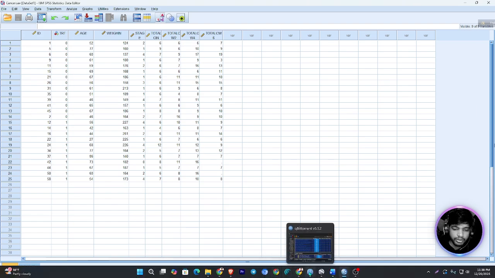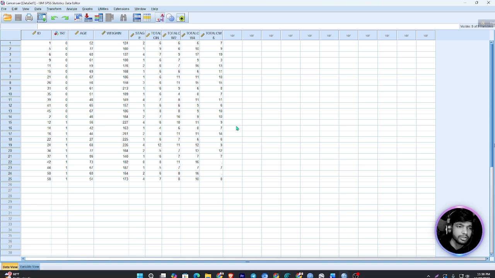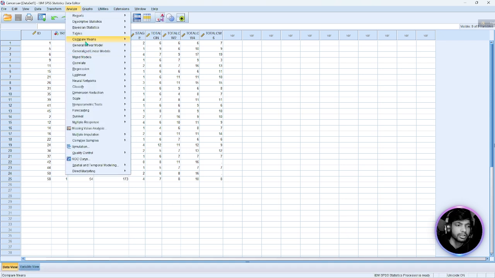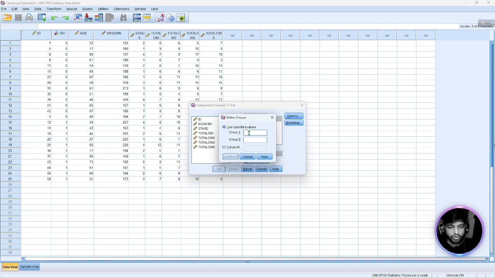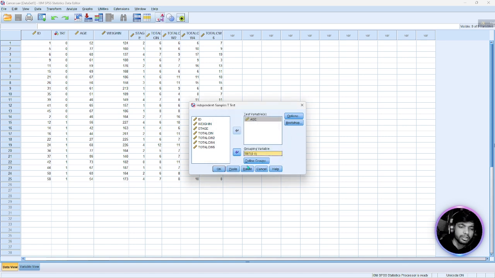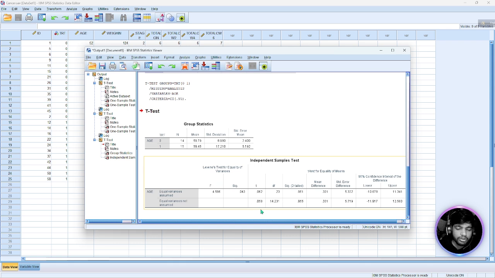To do that, we'll go for the independent t-test: analyze, then compare means, then independent sample t-test. Here the test variable is age, and this one is the grouping variable, treatment. Define groups: group 1 is 0 and group 2 is 1. Then continue, and if I click OK, it shows me the result.